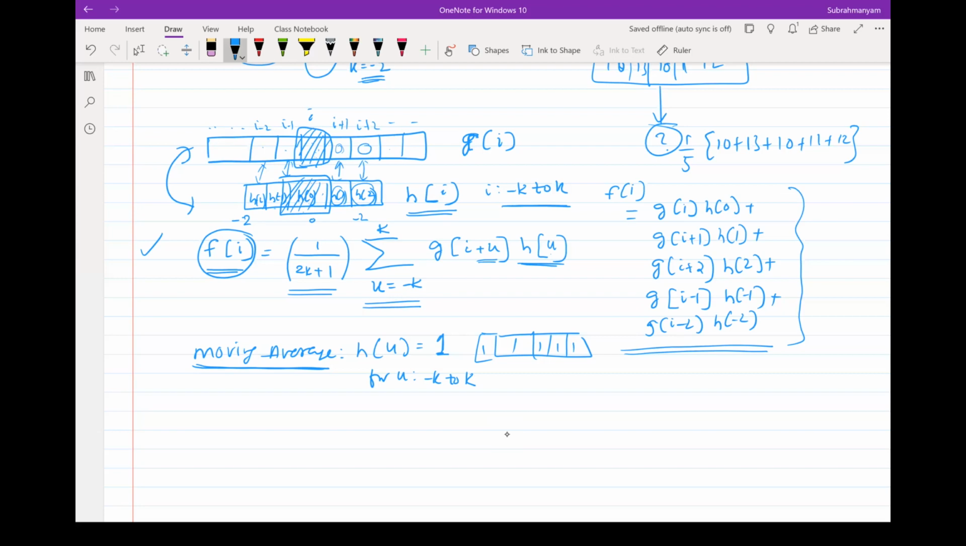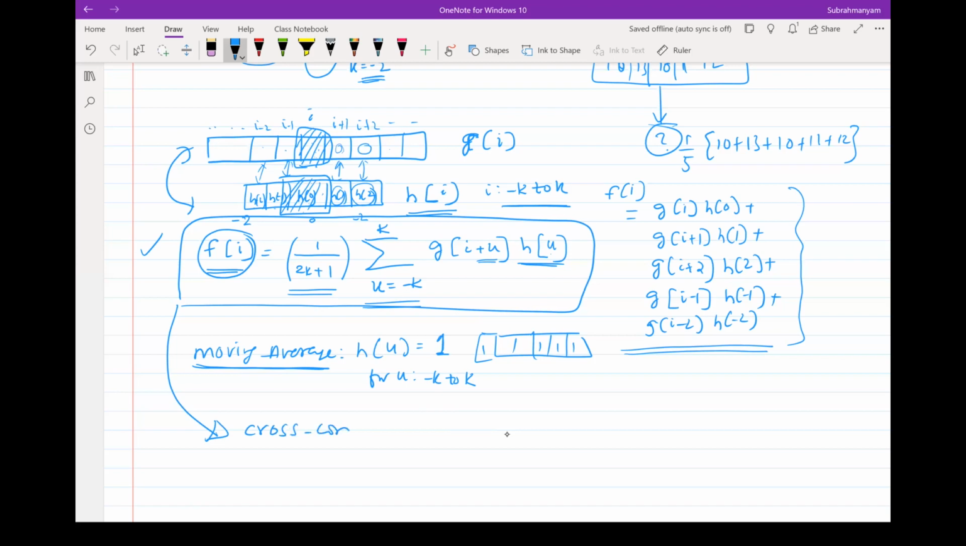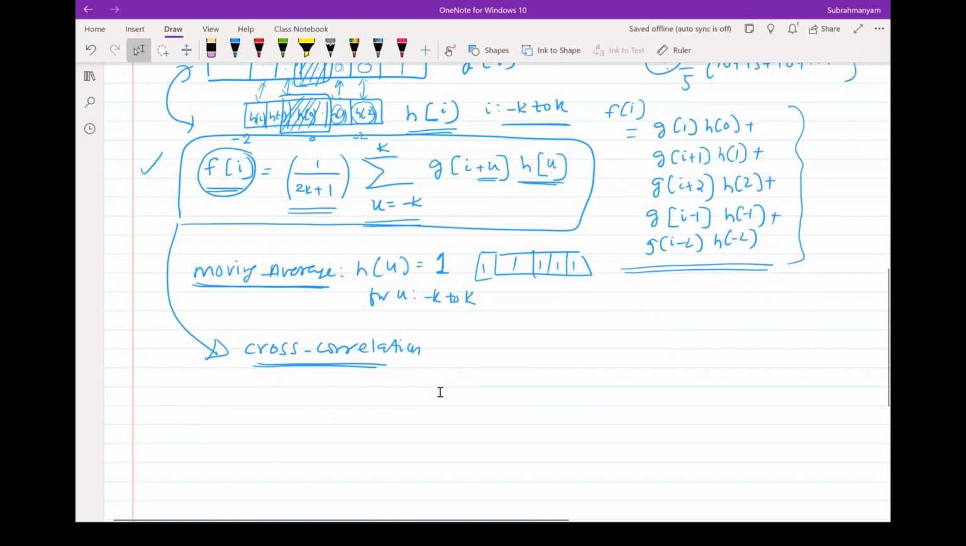A small doubt: why shouldn't we use convolution here instead of this? Why do you want to use convolution? The expression is almost the same, yes. Does anybody by any chance know what this expression is? This is called cross correlation. I'm sure in communication systems you would have studied this, and of course we at least mentioned it in the DSP course.